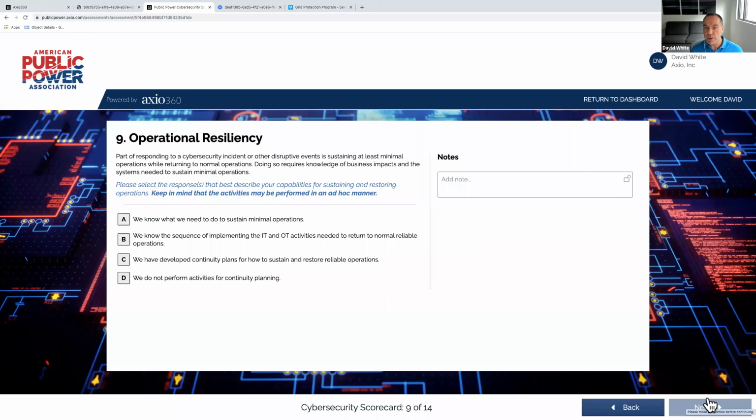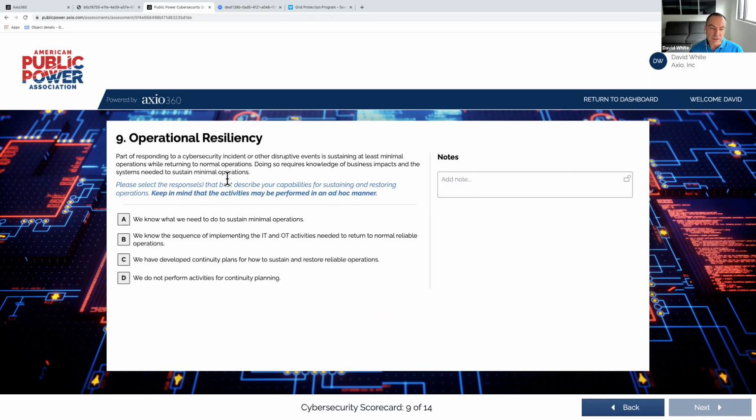And APPA has that great incident response playbook that Nathan talked about earlier that you can get on the APPA website. That is a great resource for building incident response capability. If that's something that you're working on, I highly recommend that you get that document.